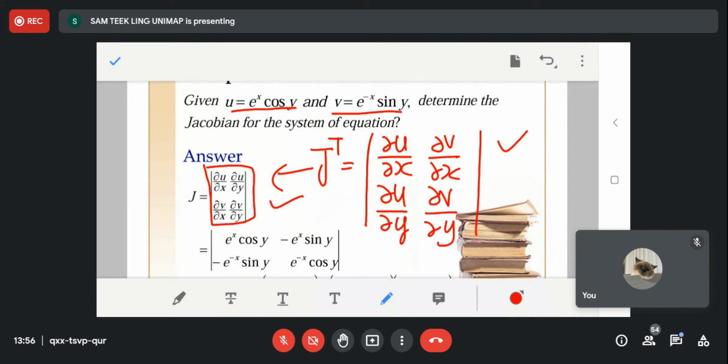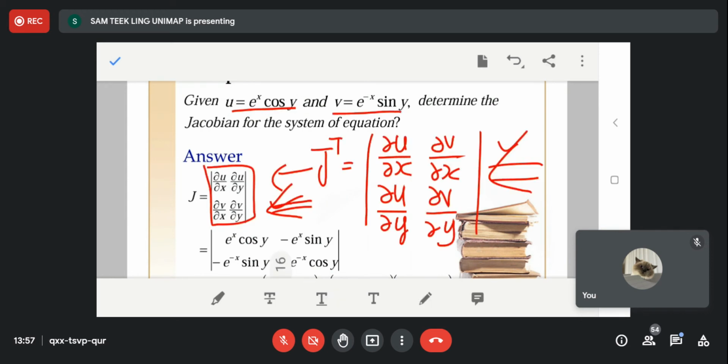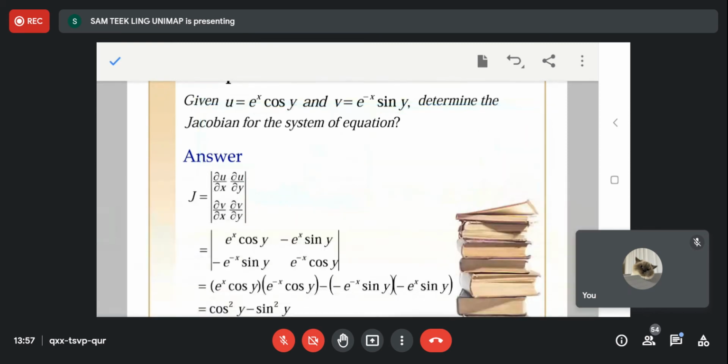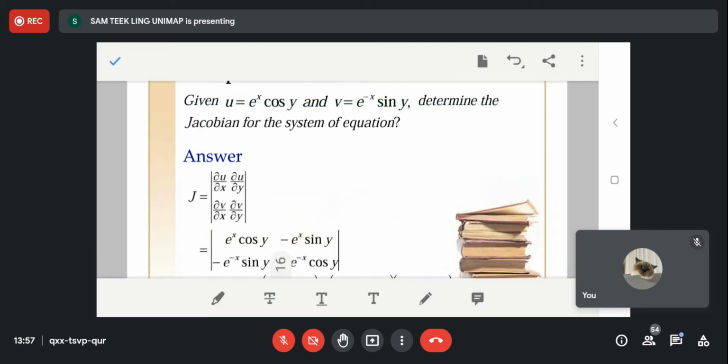So you can use any one. You can use this form to find your J, or you can use this one. It's okay. It's no problem. So there is not only one way, you can choose any one. You can choose J or J transpose. You can use these two to solve. Okay, this is the J and J transpose. So now, Jacobian.